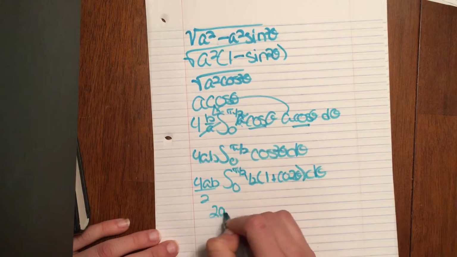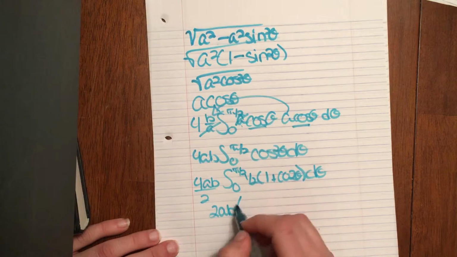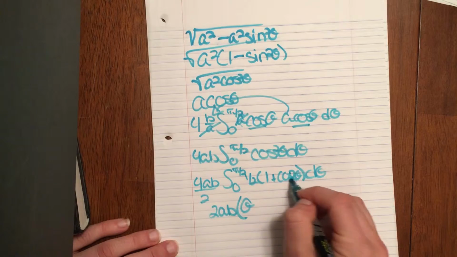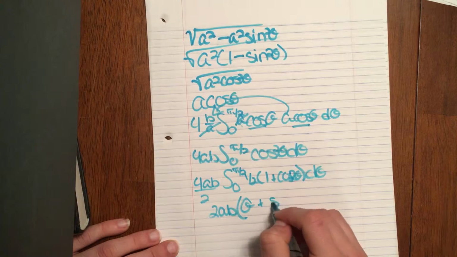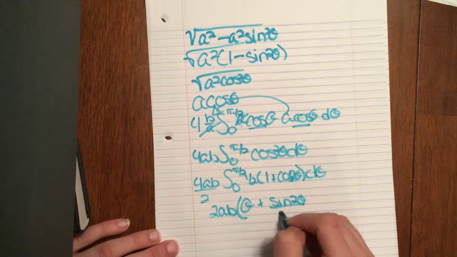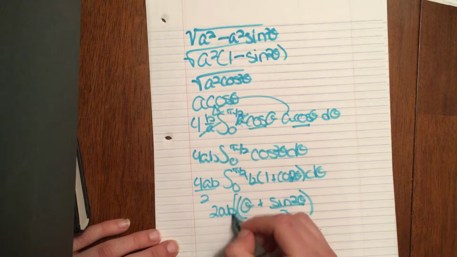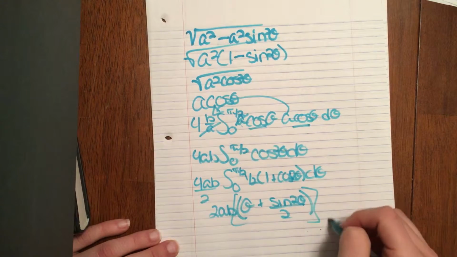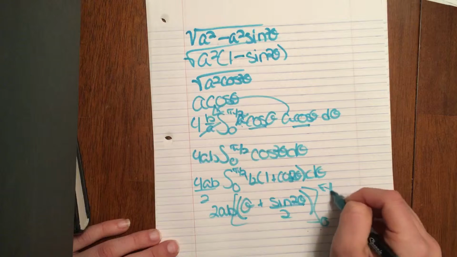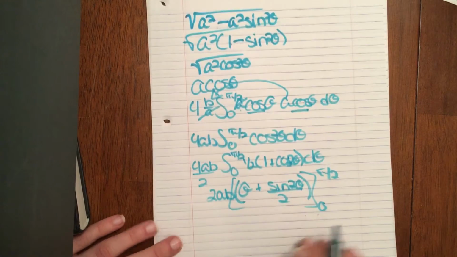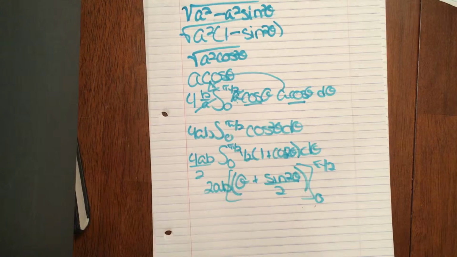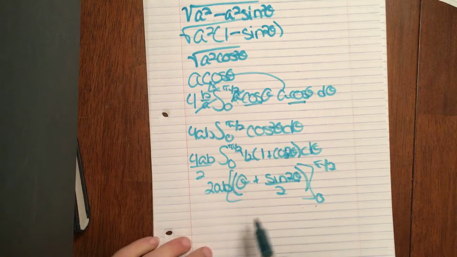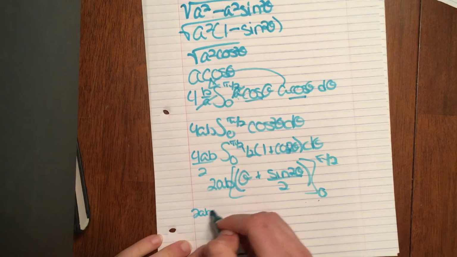So now we have 2ab times the integral of 1, which is just going to be theta, and the integral of cos 2 theta will be sine 2 theta over 2. And again, we need to make sure we keep our upper and lower bounds. This is going to be from 0 to pi over 2. Now, we know that we're going to take our bounds and subtract them, our lower from our upper, and then we can find out what this integral actually is. So we'll keep our 2ab on the side over here.